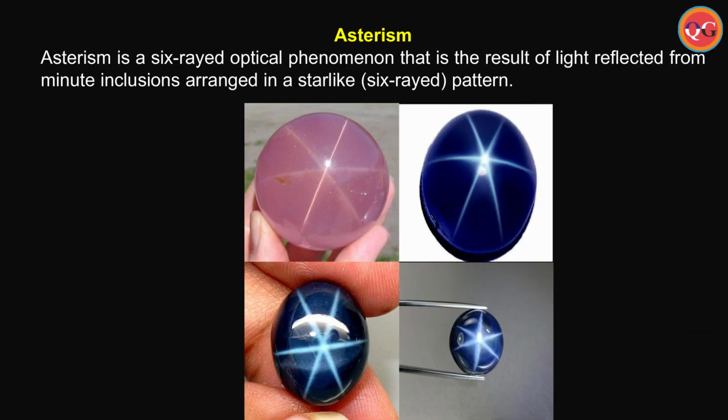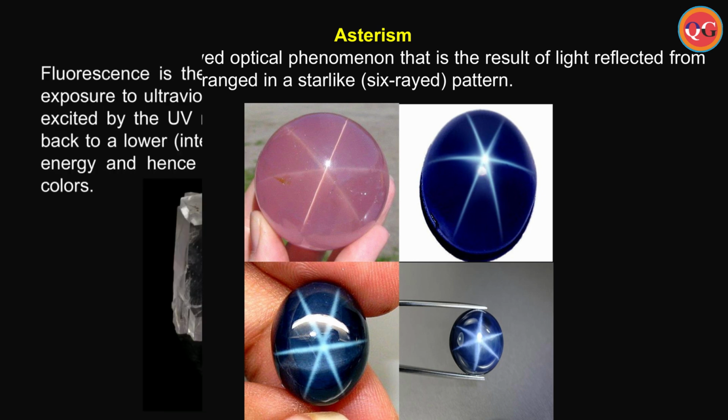Asterism. Asterism is an optical effect that creates a star-like pattern on the surface of a gemstone when viewed under a light source. This effect can appear as a 6-rayed star, although some stones may exhibit 4 or 12 rays.